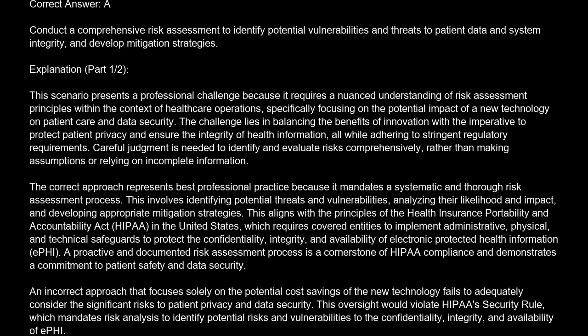This aligns with the principles of the Health Insurance Portability and Accountability Act, HIPAA, in the United States, which requires covered entities to implement administrative, physical, and technical safeguards to protect the confidentiality, integrity, and availability of electronic protected health information (ePHI). A proactive and documented risk assessment process is a cornerstone of HIPAA compliance and demonstrates a commitment to patient safety and data security.